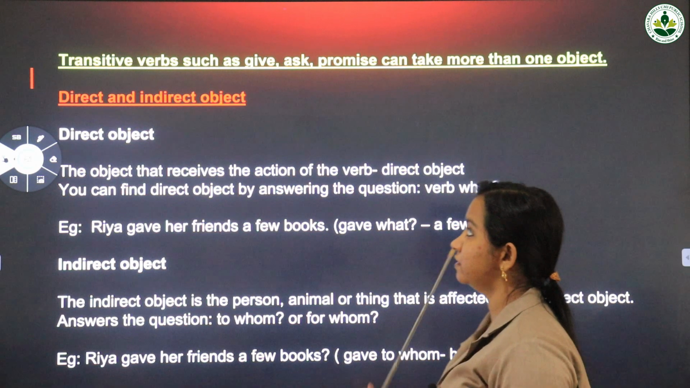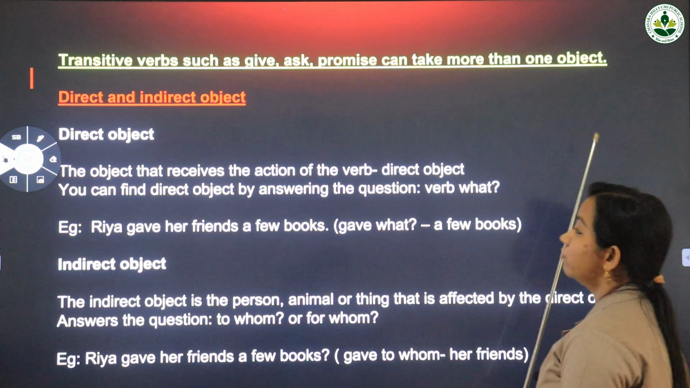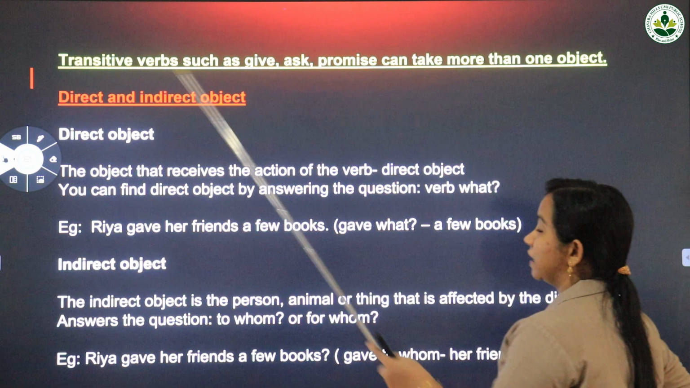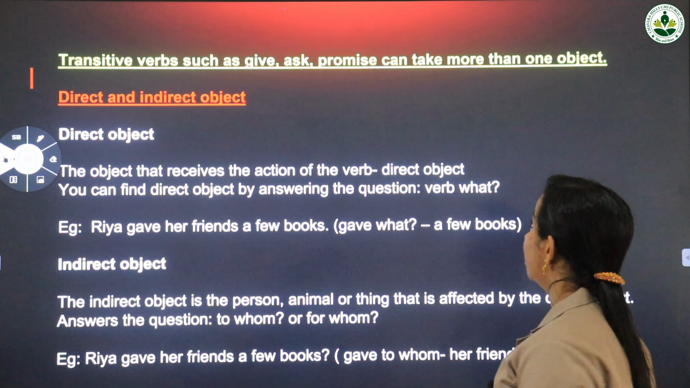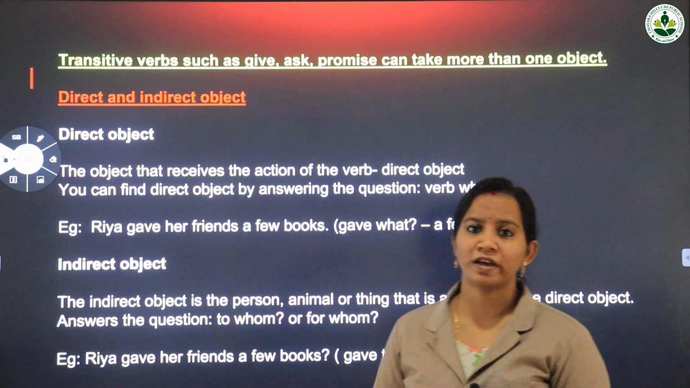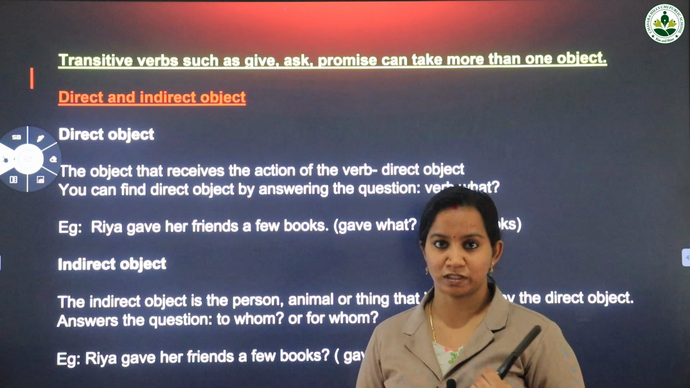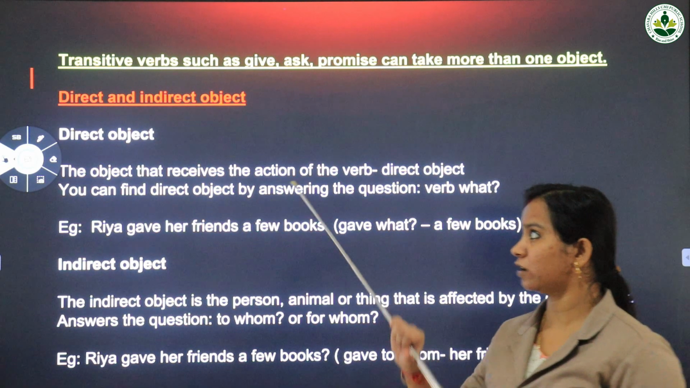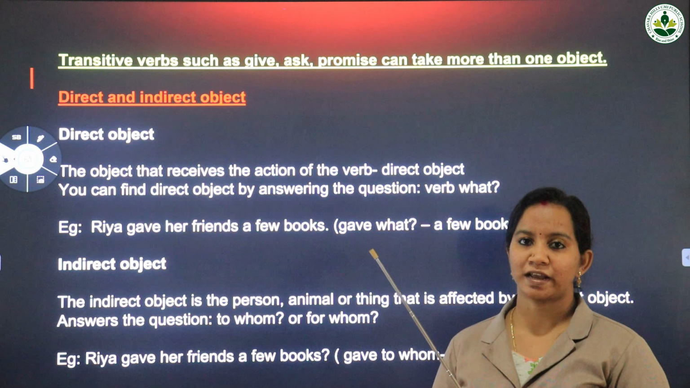Now transitive verbs such as give, ask, promise can take more than one object. So you have to keep this in mind, very important. Transitive verbs such as give, ask and promise can have more than one object. So what is this more than one object? In a sentence there can be two objects, not only one object, two objects. Those two objects are called either direct object or indirect object.